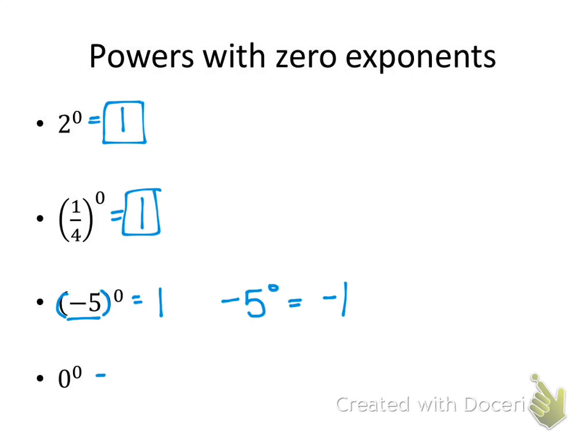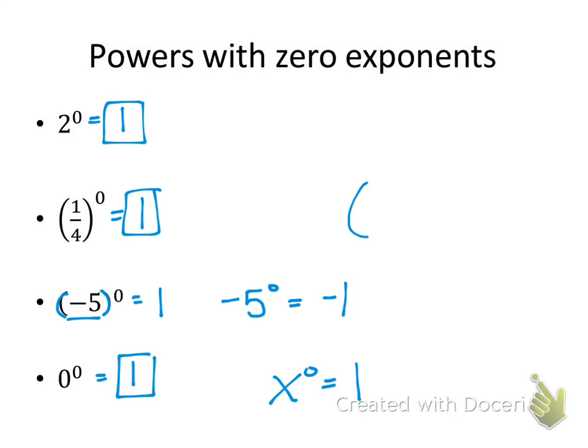Now, what would this next problem be? What would the answer be, Zach? 1. Anything to the 0 power is 1. It doesn't matter what it is. What if I gave you this, David? What would your answer be? That's x to the 0 power. 1. It doesn't matter if it's a letter. It doesn't matter if it's a number. Anything to the 0 power is 1.